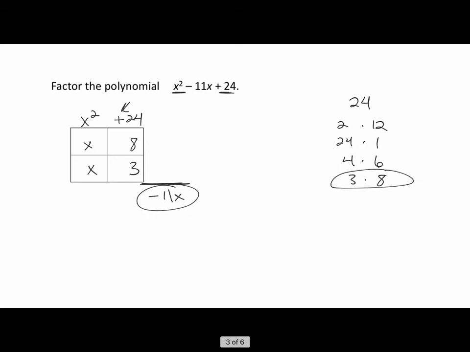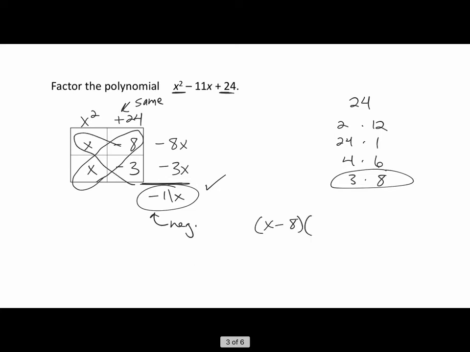This sign is positive. It means we have the same sign for our factors, and this tells us that sign is negative. So if we multiply across, we have a negative 8x and a negative 3x, which does add up to negative 11x. So let's take those diagonal terms, an x minus 8 and an x minus 3. Those are the factors of this trinomial. We can always check by multiplying them back together.